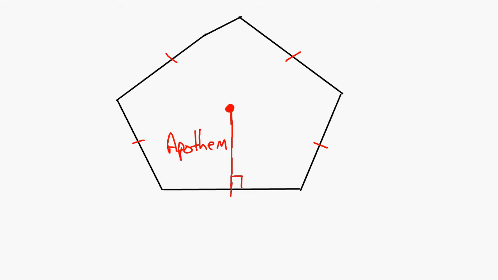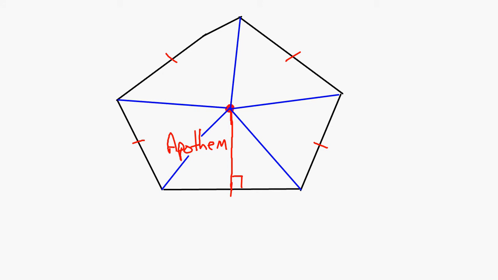Now, talking about central angles. If you connect vertices to the center of this polygon, you see how we just created 5 triangles. Okay? When you're dealing with regular polygons, the number of sides in the shape is how many triangles you can form within that shape. And you form those by connecting vertices to the center.